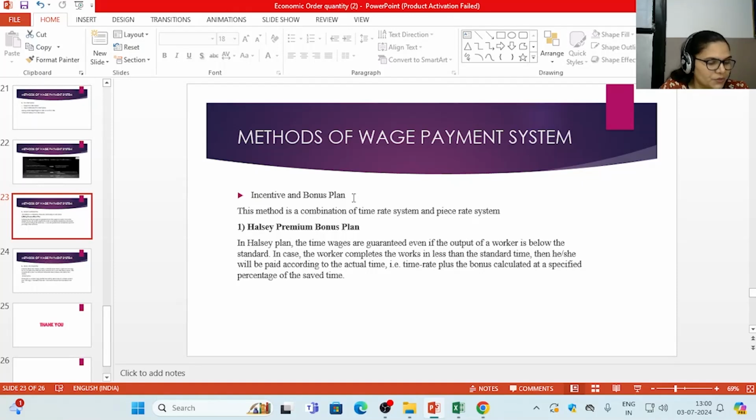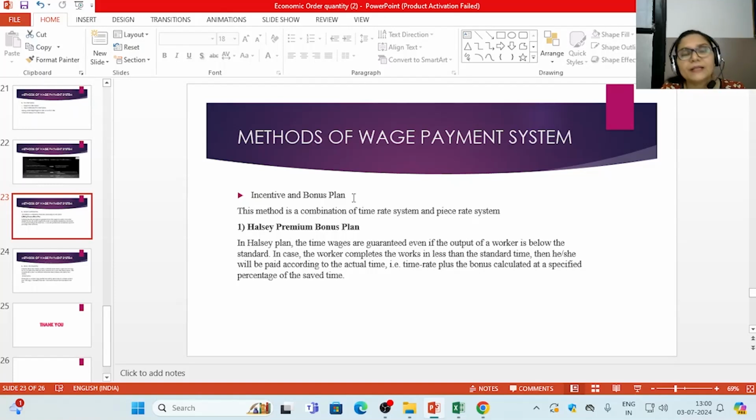So according to this method, a good incentive wage payment system should have the following characteristics. The system should be simple and easy to understand. It should provide incentive for higher efficiency and hard work. It should guarantee a minimum wage which is required for a decent living or covering the cost of living.